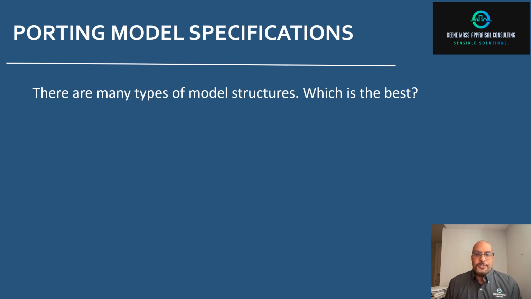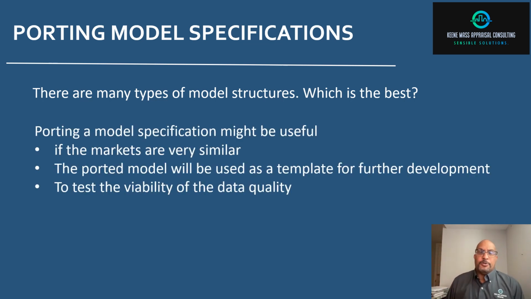So if porting coefficients is a no, what about model specifications? There are a lot of model structures: additive, multiplicative, hybrid, nonlinear, random forest, gradient boosting, geographically weighted, ridge, lasso. Well, which is the best? Each one could be the best or the worst for any given circumstance. It really depends on the market. But you might be able to port a model specification if the markets are similar. I wouldn't port a model from a large urban environment to a small rural one, but large urban to large urban, well, maybe.